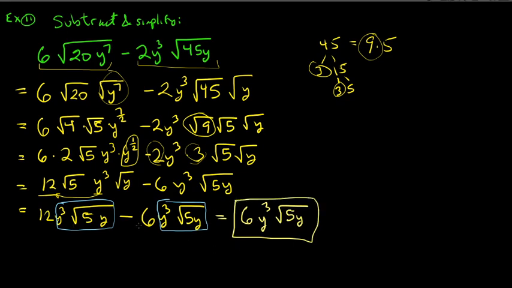Again, where did I get this 6 from? 12 minus 6, right? It's no different than 12a minus 6a would be 6a. Yeah, there's no a in this problem. The a is what's in this box here, the y cubed square root of 5y. So that's the idea.